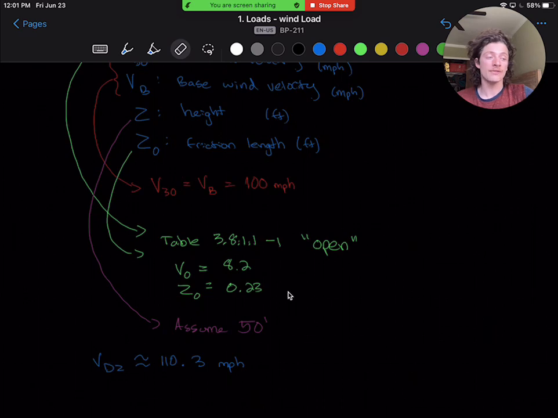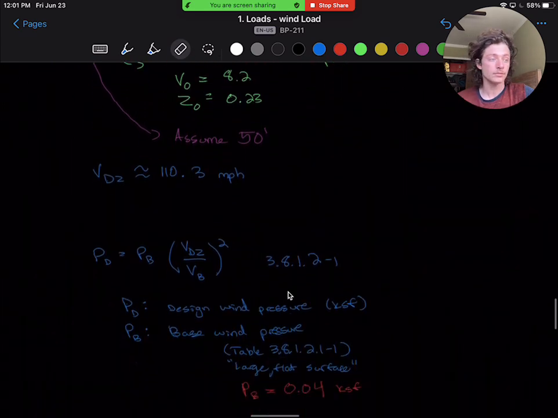And next, we'll navigate to equation 3.8.1.2-1 for design wind pressure. This is how the wind speed actually translates to force on the structure. So our base wind pressure comes from table 3.8.1.2.1-1. And remember, we're treating our surfaces as flat and adjusting for the actual solid area using that ratio we came up with in the previous lecture of epsilon, which is our solid area to our gross area.